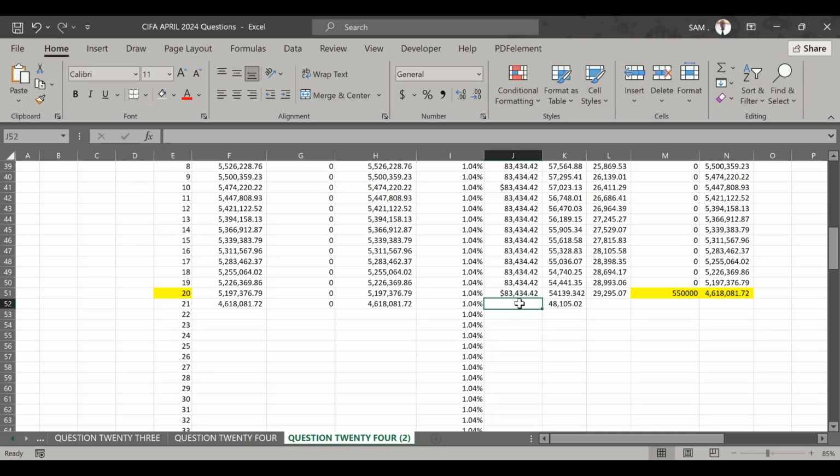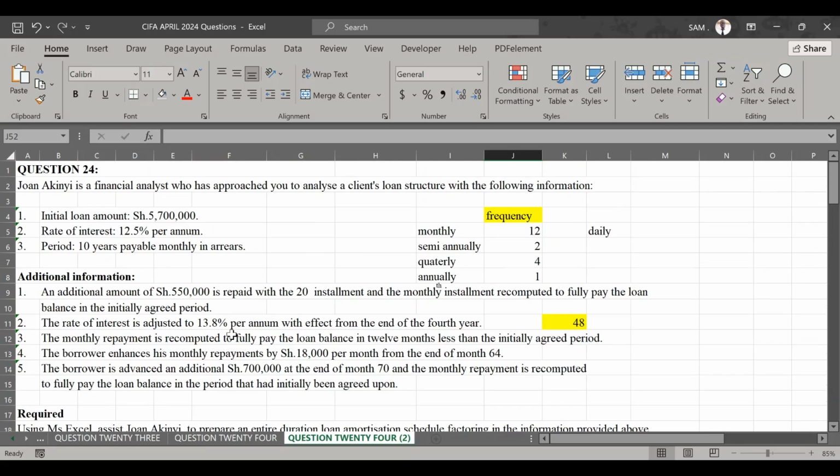Remember, month 20 is not affected by it. The only thing affected in month 20 is the closing balance, but it will now greatly affect our computations starting from month 21. Why am I saying starting from month 21? I want you to look at the examiner, the language.